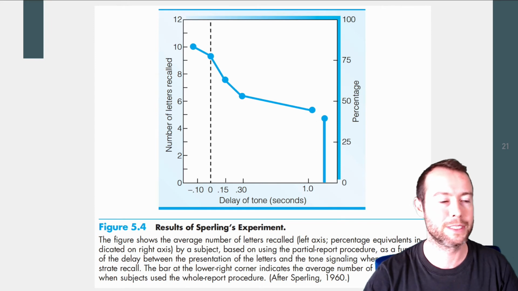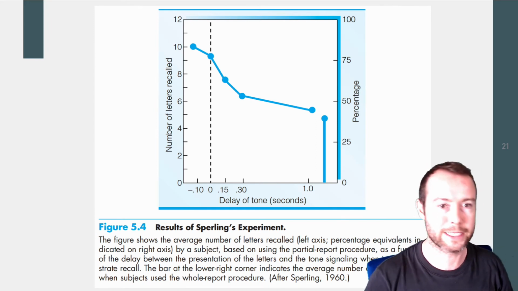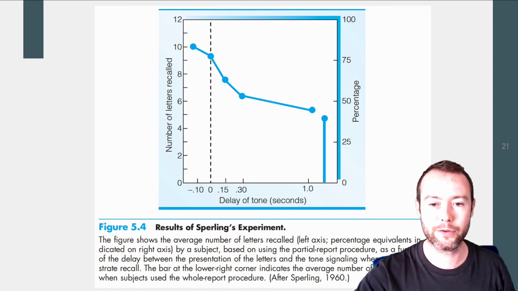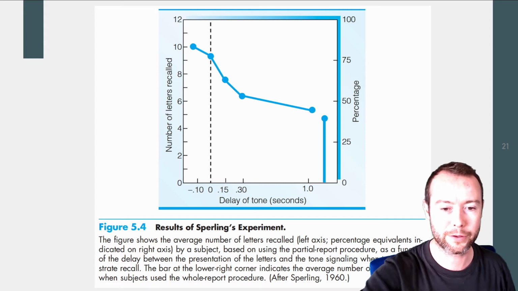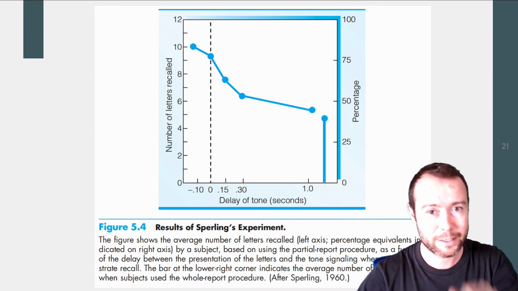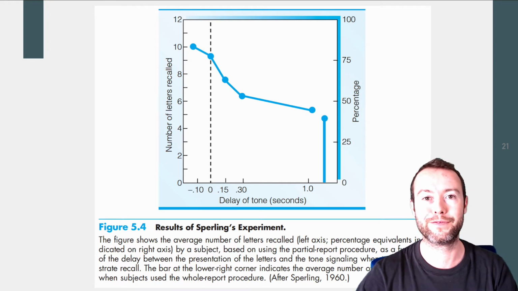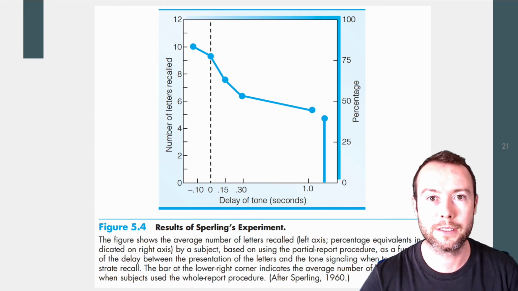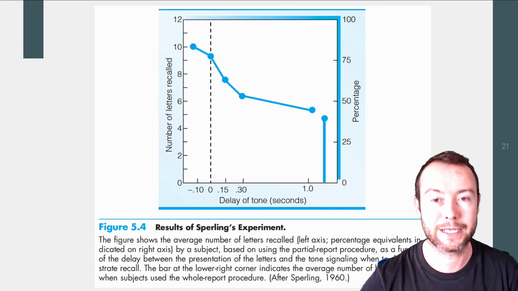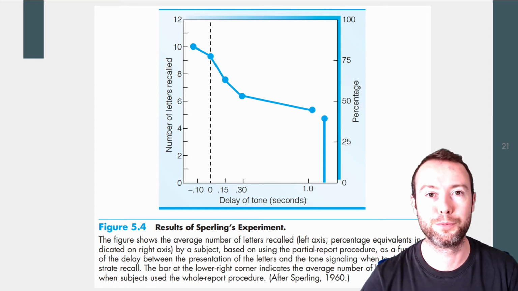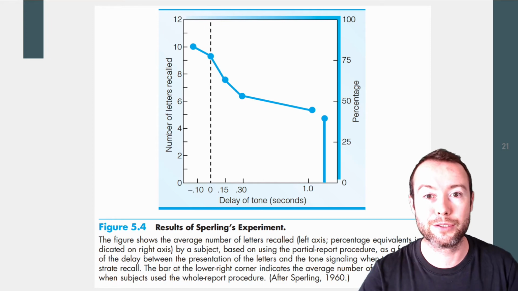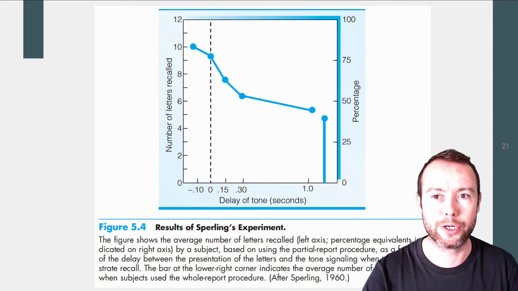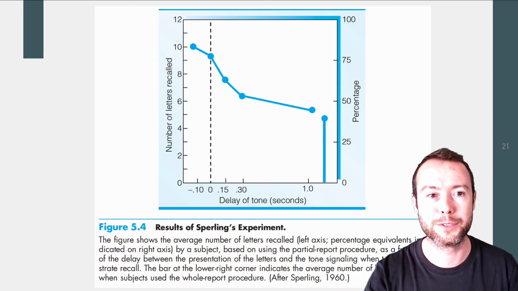Let's see what happens. The first thing we can see is the data plotted there for the whole report method. On the right hand side, the little bar that moves up with the dot, memory there is on average 4.5 out of the 12. But if we now look at the line with the dots towards the left hand side, we can see the estimated number of letters that are recalled during the partial report method. And using this, you can see that iconic memory is much better. And actually, people are storing almost everything that they've observed in the array.